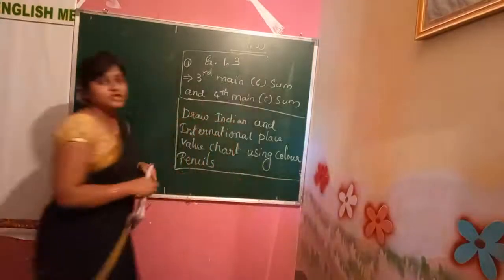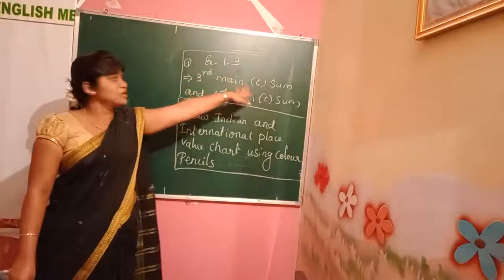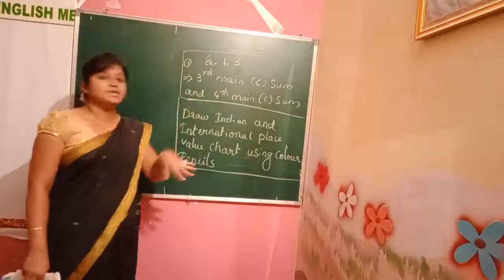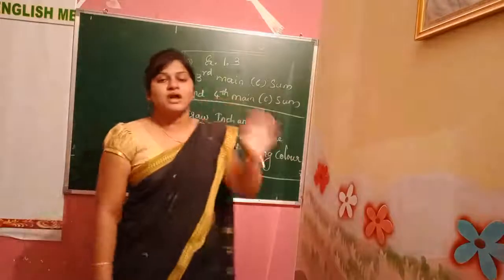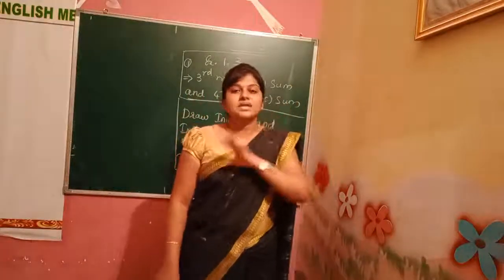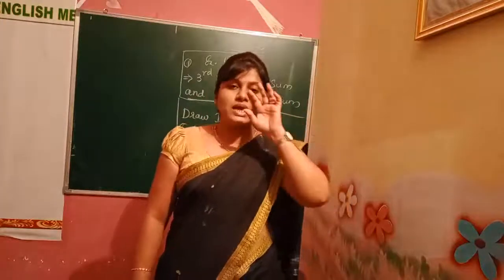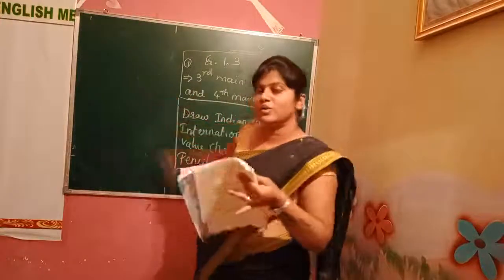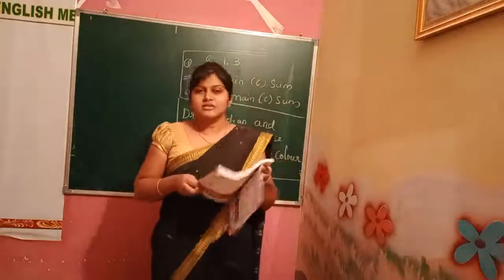Today's homework is exercise number 1.3, third main sum, fourth main sum. After that, draw the Indian and international place value charts using color pencils. I want different color pencils, and draw it neatly with rows and columns, and write the names. Okay, color pencils. Draw it correctly. Send me the homework, what all we did today, and practice it one more time.